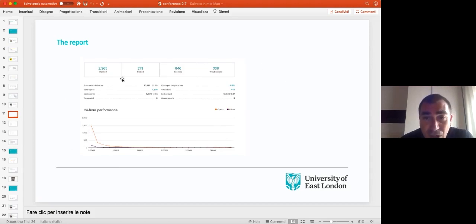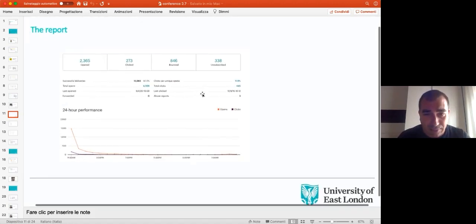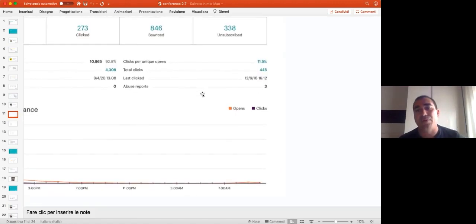But now we got some information. We know when the newsletter was clicked last time. Somebody complained about our newsletter. We have an abuse report. 3 people out of 10,000 say, well, really, you shouldn't send us a newsletter. But this is not a big deal because we can block them. The system automatically blocks the people that wrote an abuse report.